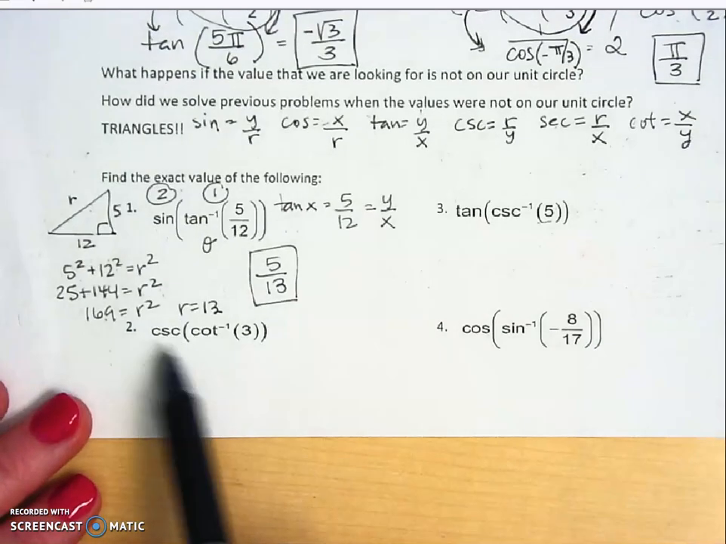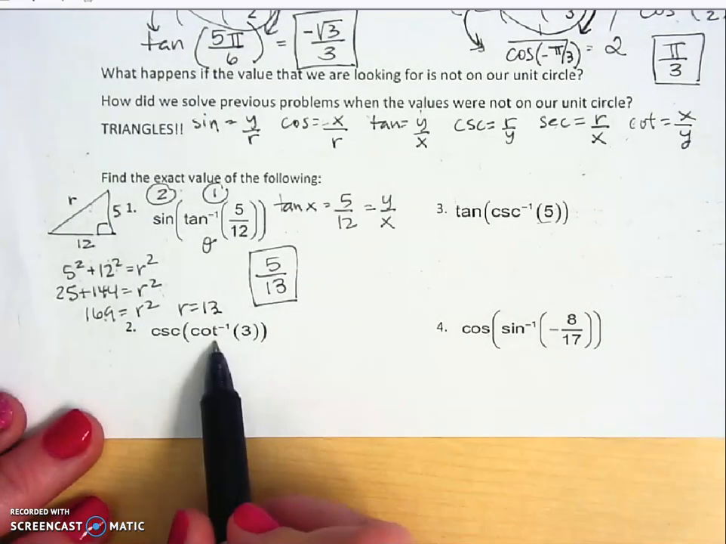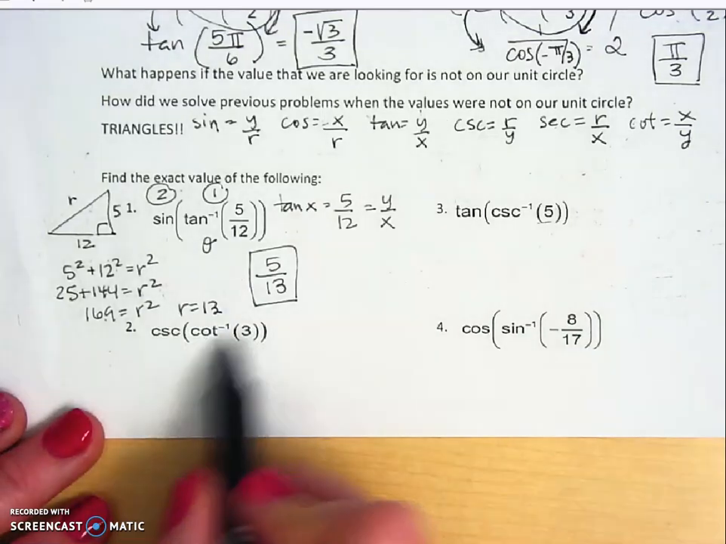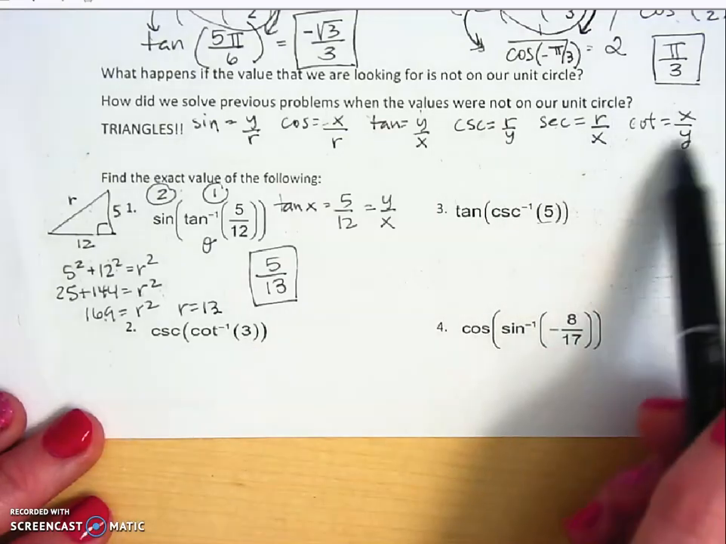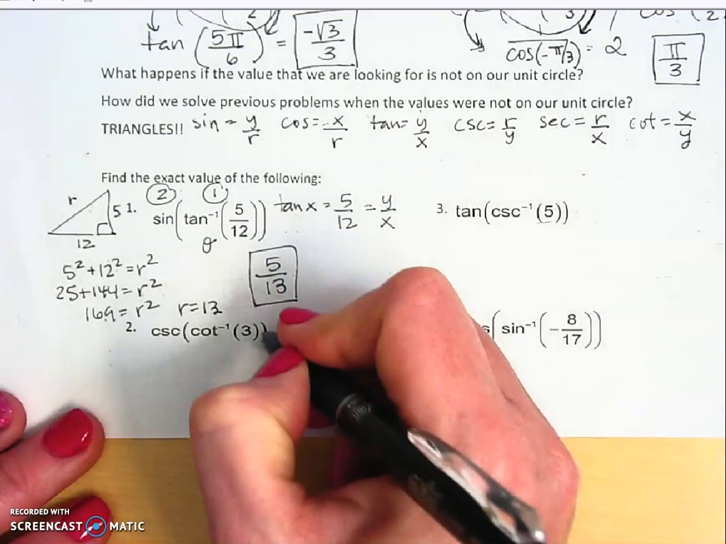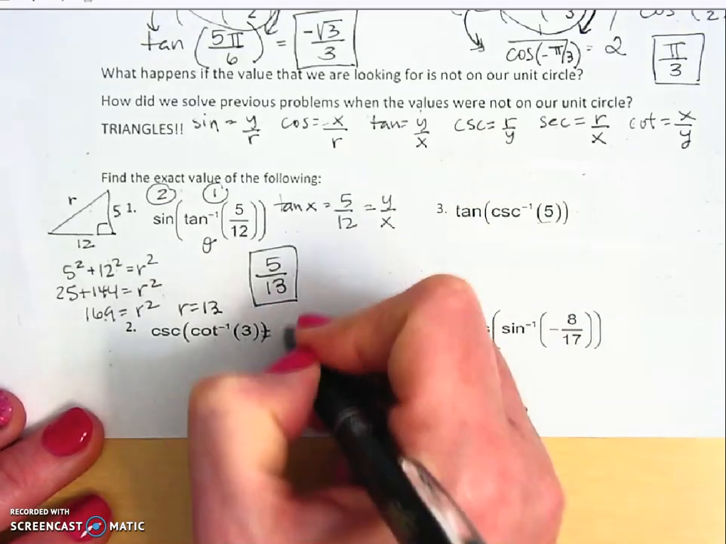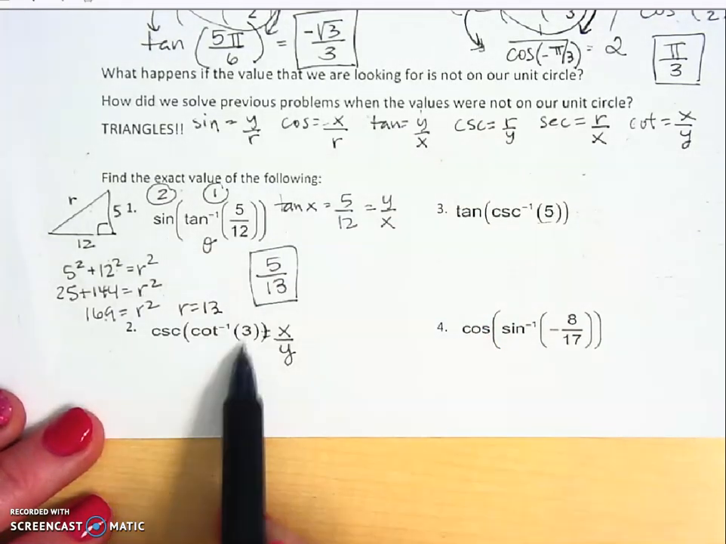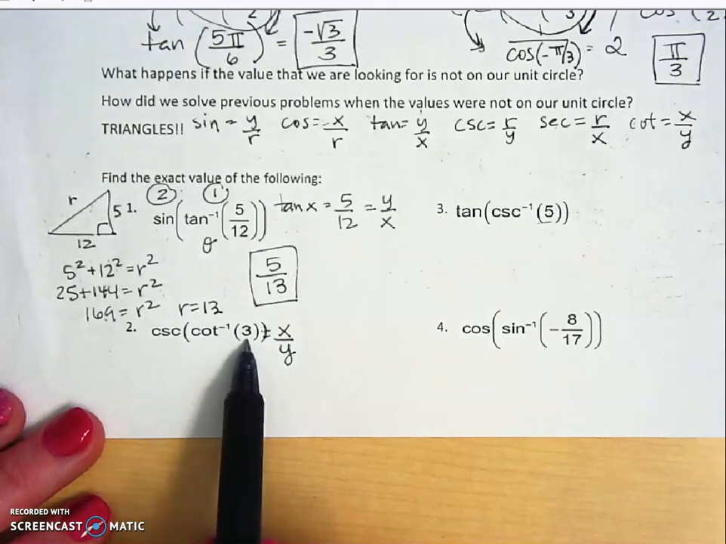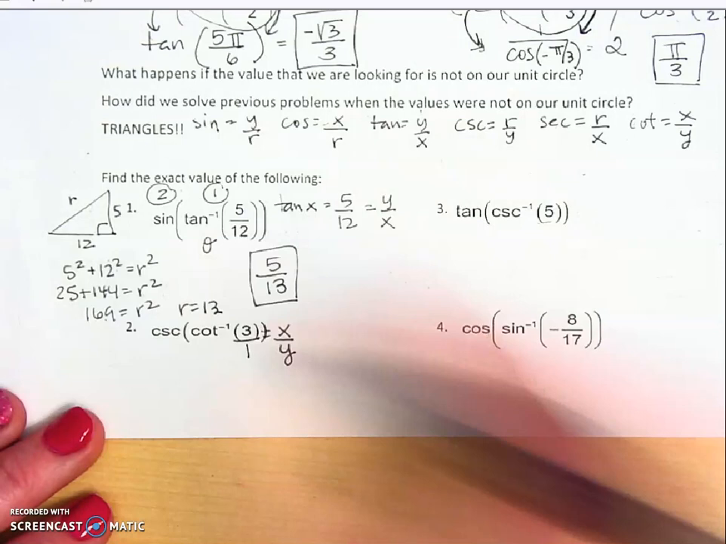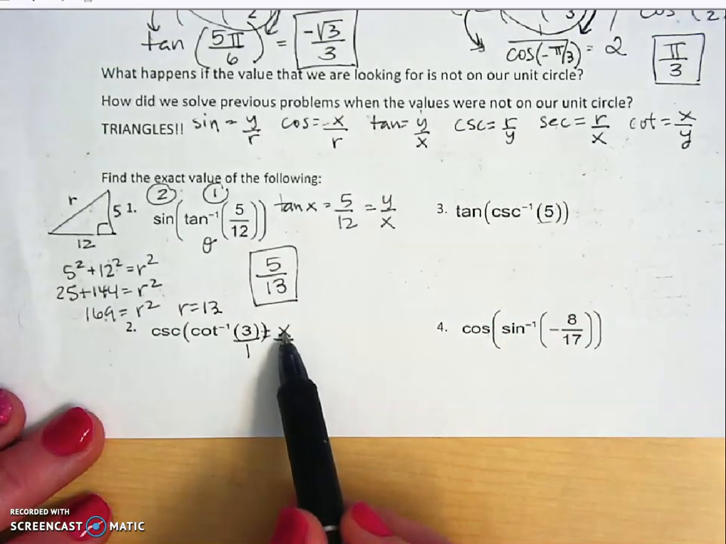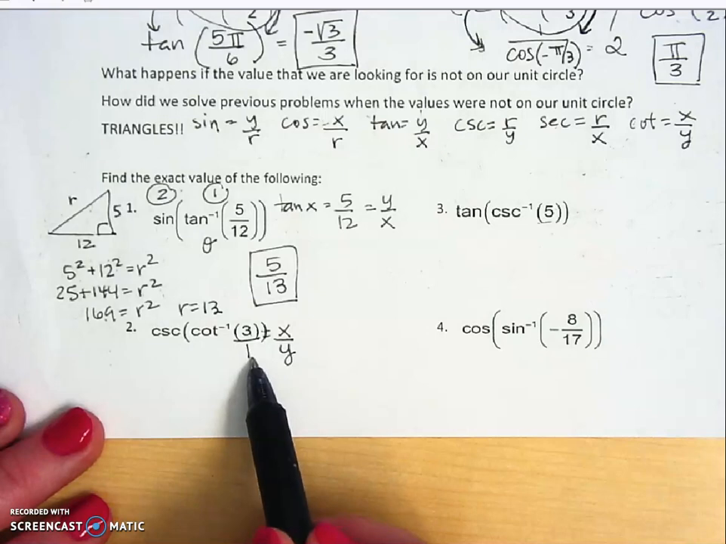And I'm going to do number 2 next right here. So inside the parentheses, I have that inverse cotangent of 3. Cotangent is x over y. So now that is a ratio of two things, x over y. But all I have in the parentheses is one value. Now there's an implied denominator of 1. So that makes my x value 3 and my y value 1.